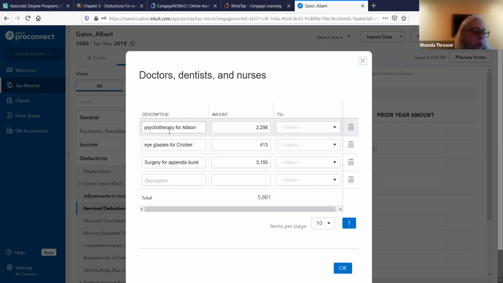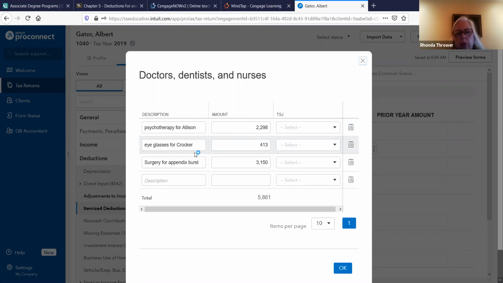Allison evidently had to have some psychotherapy. So what we're going to do is record that she had to have psychotherapy, and this was the amount that you spent on her psychotherapy.